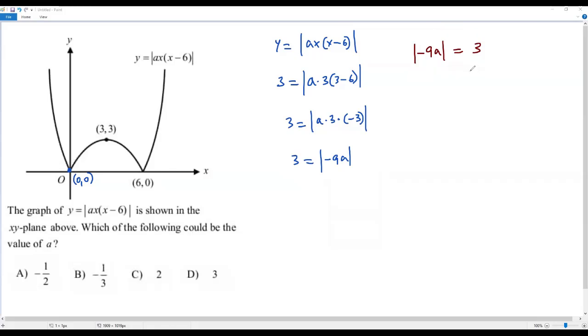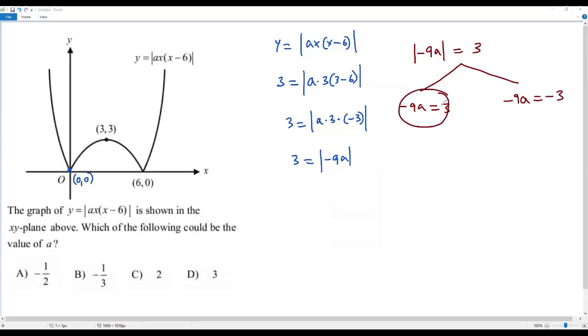Whenever I want to solve for a particular unknown in an absolute value equation, I have to take two branches. In both branches, I have to take the stuff inside the absolute value as it is, so I'm getting negative 9a, and here also the same negative 9a. In the first branch, whatever value I have on the right side should be taken as it is. In the second branch, I have to take the opposite sign of this number. It's positive 3, so the opposite of positive 3 is negative 3.